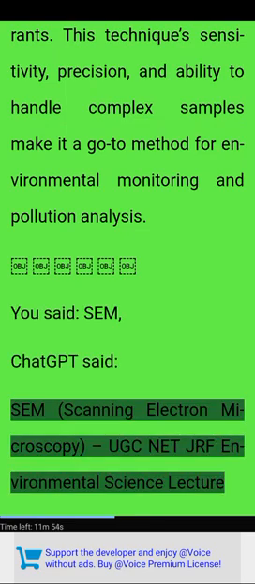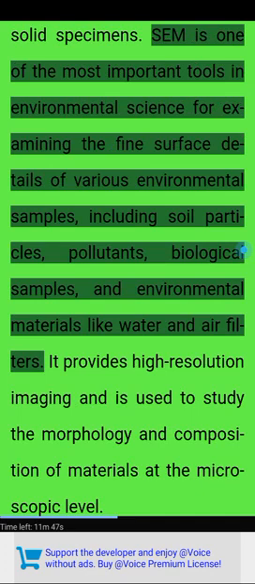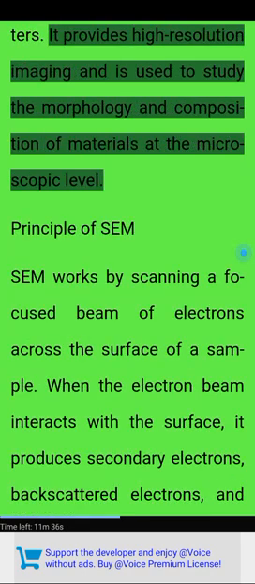SEM, Scanning Electron Microscopy, UGC NET JRF Environmental Science Lecture. Scanning electron microscopy, SEM, is a powerful technique used to obtain detailed images of the surface structure of solid specimens. SEM is one of the most important tools in environmental science for examining the fine surface details of various environmental samples, including soil particles, pollutants, biological samples, and environmental materials like water and air filters. It provides high-resolution imaging and is used to study the morphology and composition of materials at the microscopic level.